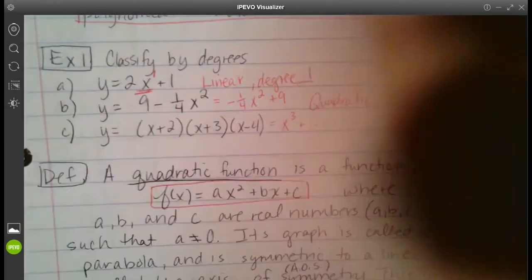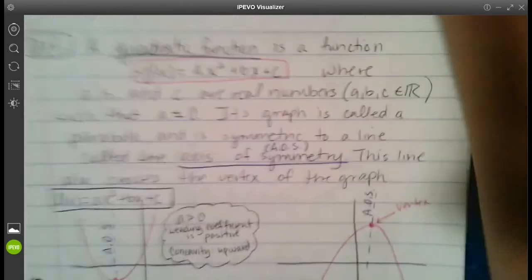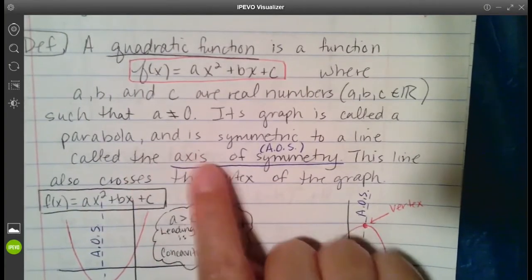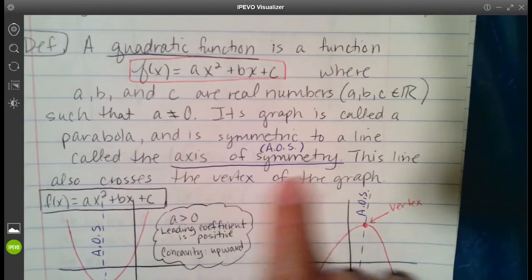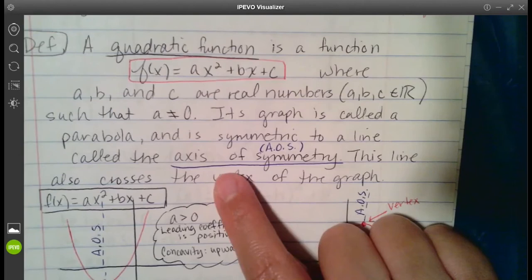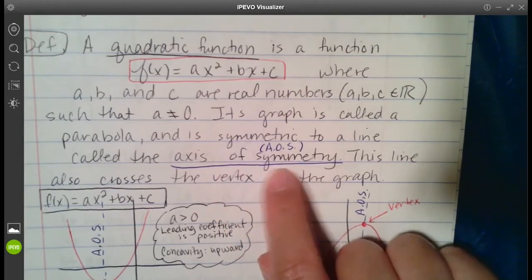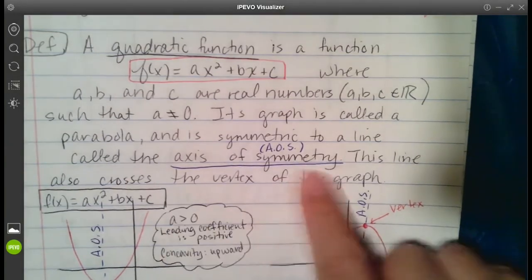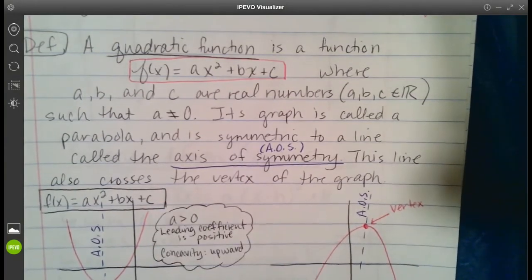A lot of this stuff is going to be stuff you already know. We have that the graph is called a parabola, so it's like that U-looking thing, and it's symmetric to a line called the axis of symmetry, or AOS for short. This is also known as the axis of the parabola. In case you do see that verbiage, it means the same thing. This line will also cross the vertex of the graph.